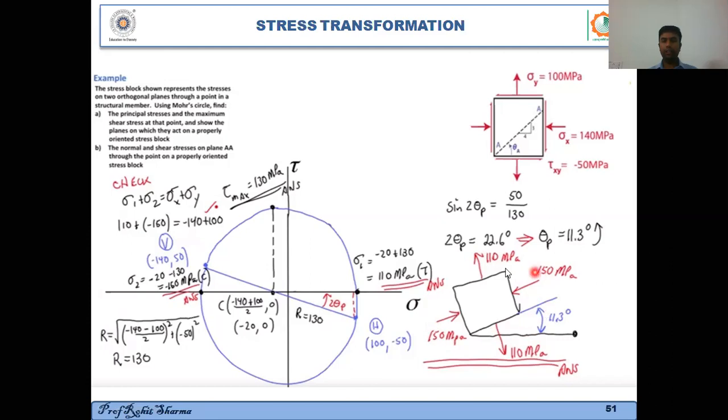And the shear stress on this state of stress will be zero, because the shear stress at this point is zero and the shear stress at this point is zero. So if you take this stress block and rotate it by an angle of 11.3 degrees in an anti-clockwise direction, then this is your new state of stress, and the stresses on this block are principal stresses. Okay, so we are done with the first part.